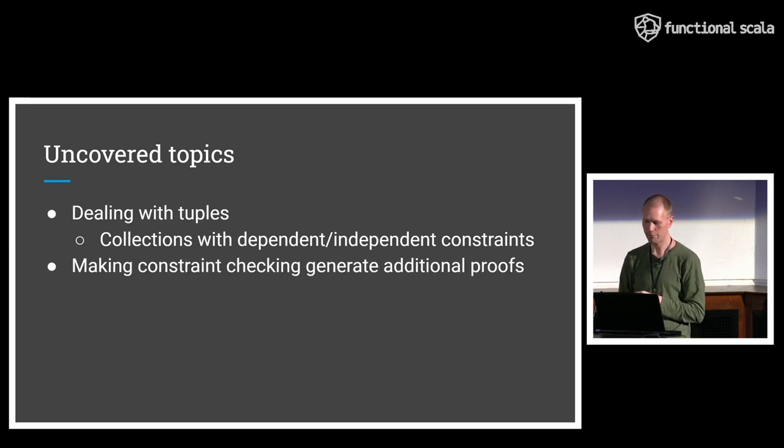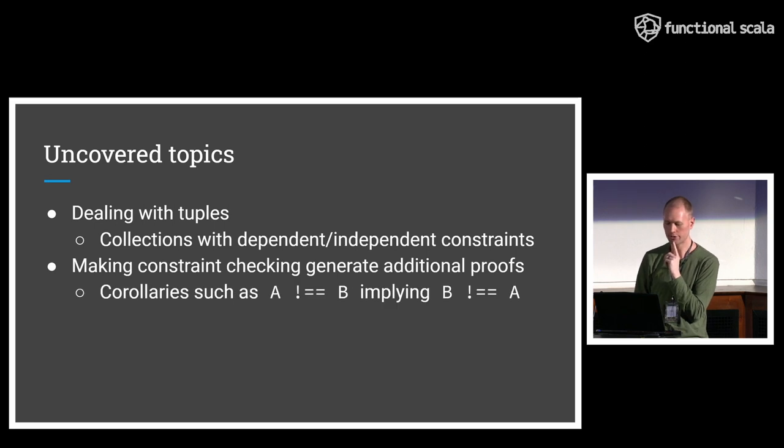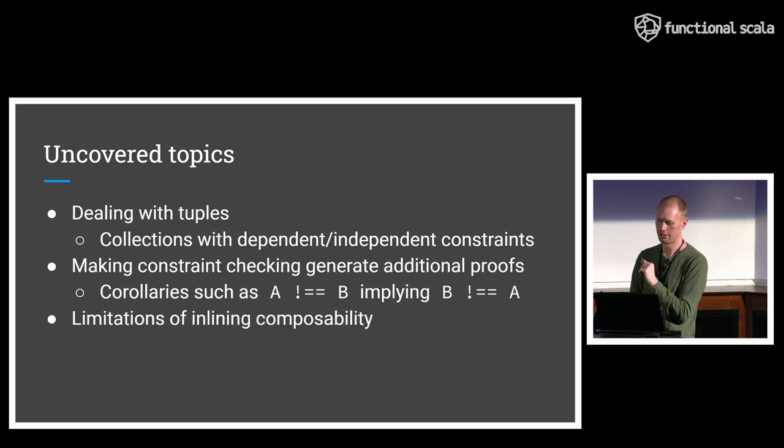And you can make constraint checking generate additional proofs as well. So right now, our system doesn't know that A not equal to B is also implying that B is not equal to A. But you can do that quite easily. And it doesn't complicate the user experience too much.